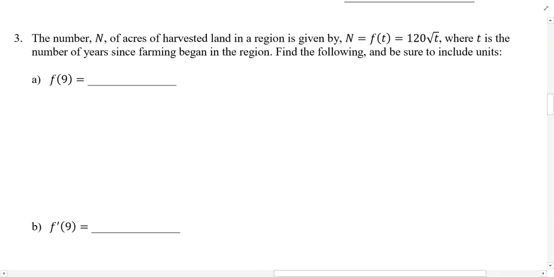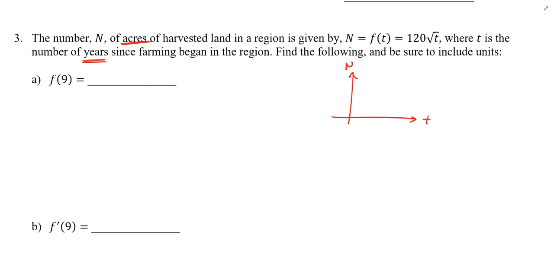And for the last example in this video, this problem should look familiar since it showed up in your derivative packet. The number of acres of harvested land in a region is given by this function, and T is the number of years since farming began, and N is the number of acres. So we know our vertical and horizontal units. So we've got number of acres and time.